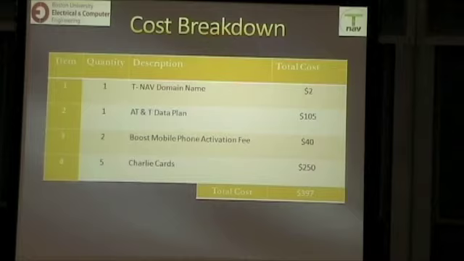So the budget for our project is, so we have to pay for the T-Nav domain, the data plan, and the activation fee for Musleh and Ajayakumar, which totals to around $400.